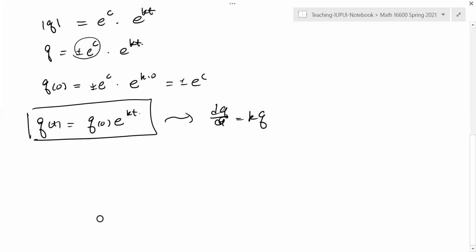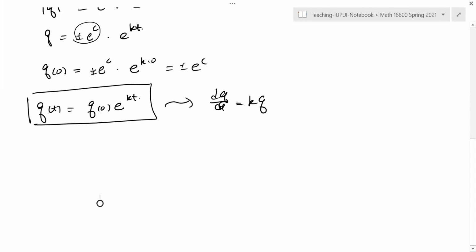All right, and then you probably don't need to repeat this whole procedure as long as you're told that the quantity satisfies this equation. We call it a differential equation. Then you can write down the formula right away. You don't need to waste time repeating this whole procedure.